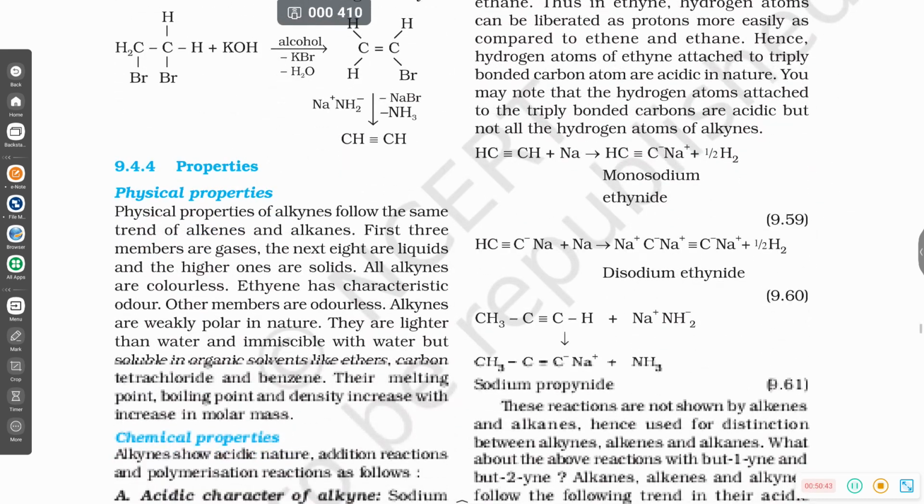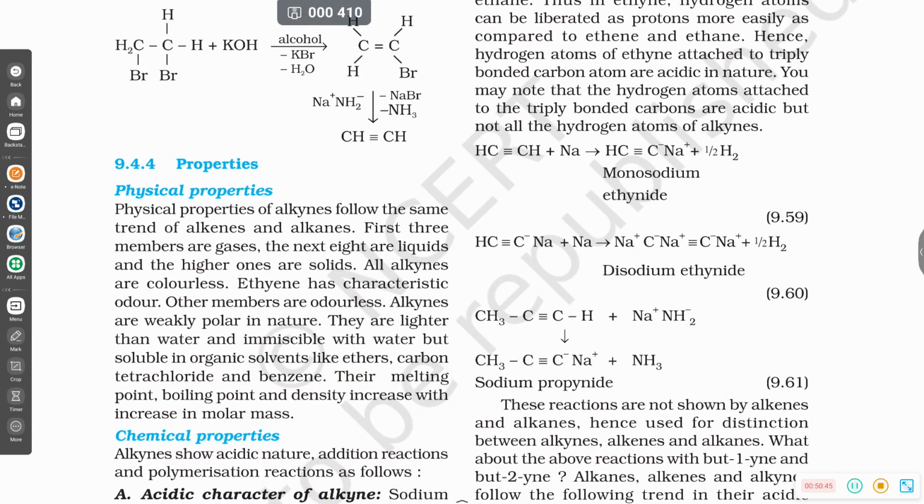Next, physical properties. The physical properties of alkynes follow the same trend as alkanes and alkenes. As molecular mass increases, boiling point increases. As branching increases, boiling point decreases. The first three members are gases: ethyne, propyne, butynes. The next eight are liquids and the higher ones are solids. All alkynes are colorless. Ethyne has a characteristic odor. Other members are odorless.